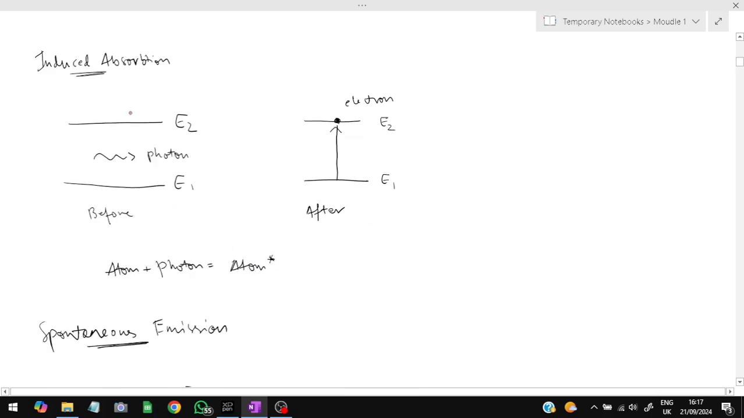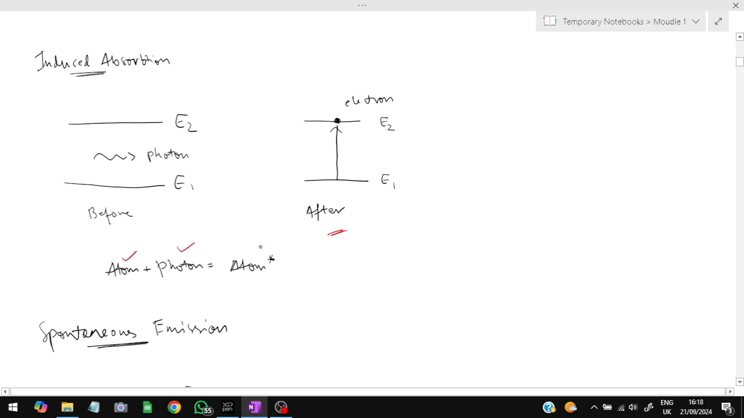The first is induced absorption. So what happens in induced absorption? There is an E2 energy level here, an E1 energy level here, and a photon is traveling along this path. This photon gets absorbed by the atom at the lower energy level. The electron which absorbs the photon goes to an excited state in E2, the higher level. So this is the before scenario, and this is the after scenario.